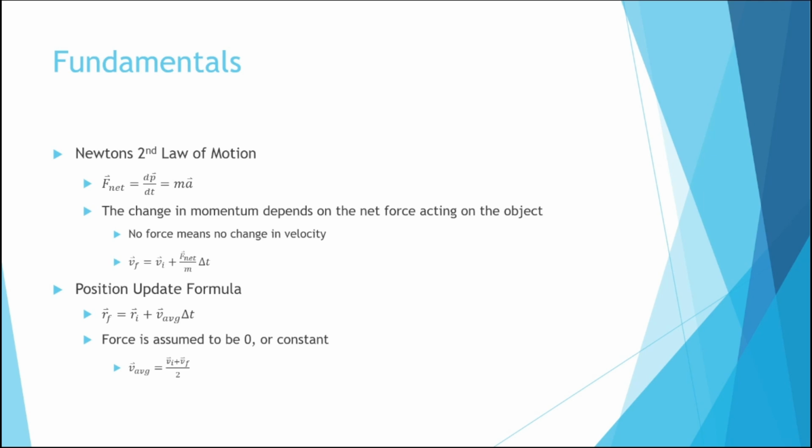This can also be seen by the velocity update formula, which can be derived from Newton's second law of motion. And if you look at this, if you change the net force to 0, the right side will cancel out and leave you with just velocity final equals velocity initial. Additionally, the position update formula is important to help calculate where the cart will be at different times. And since the force is constant, V average can be found as V initial plus V final divided by 2.